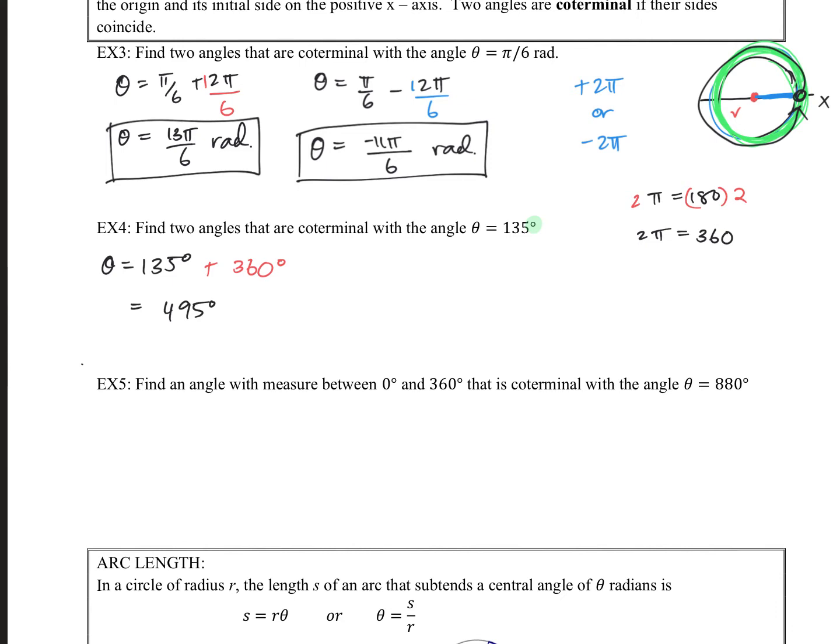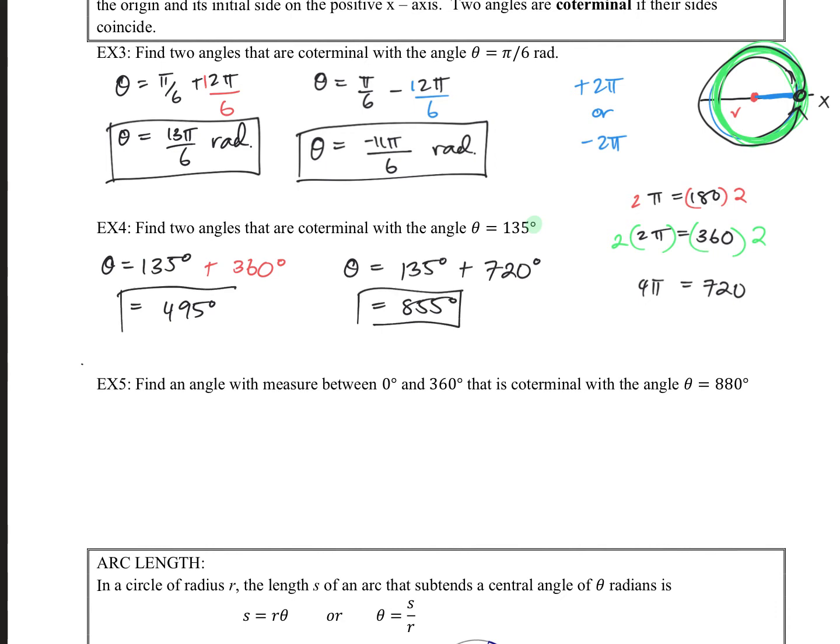Now, instead of subtracting, why not add another version of pi? Let's add 2 pi to it. What would 2 pi be? Not 2 pi, sorry. Let's add 4 pi to it. So multiplying by 2 again, we'll get 4 pi, which is going to equal 720. So another coterminal angle of 135 degrees, if we add to it 4 pi, which is 720 degrees, we'll end up with 855 degrees. And once again, please include that little degree symbol, as that is the unit.